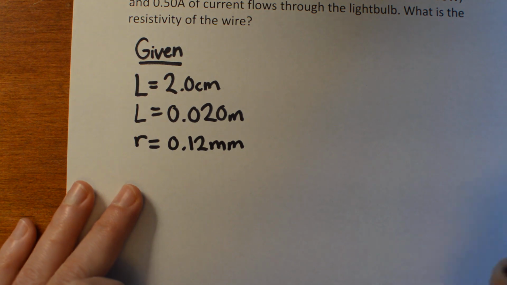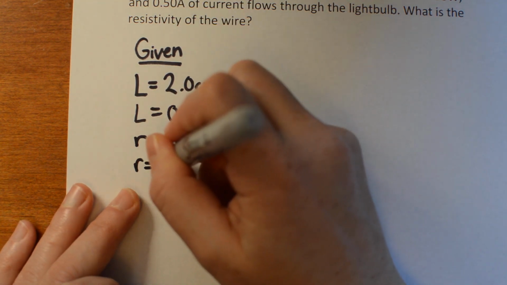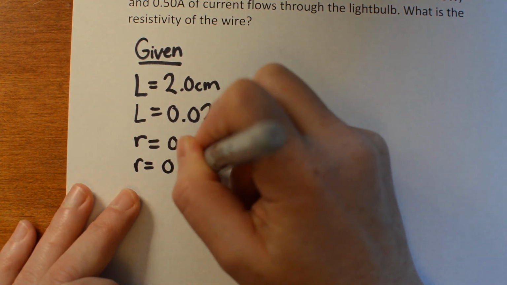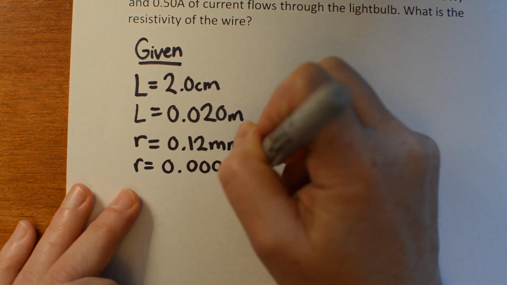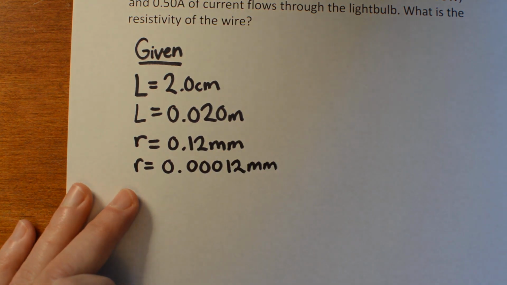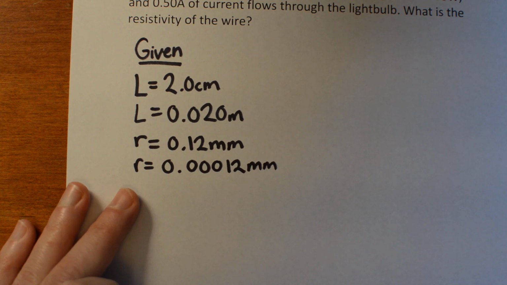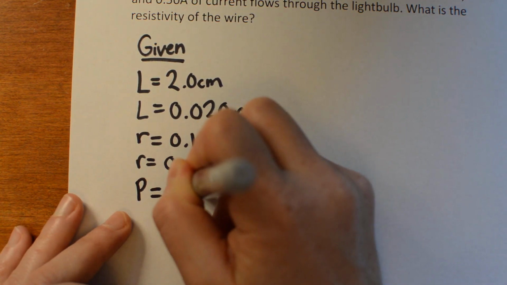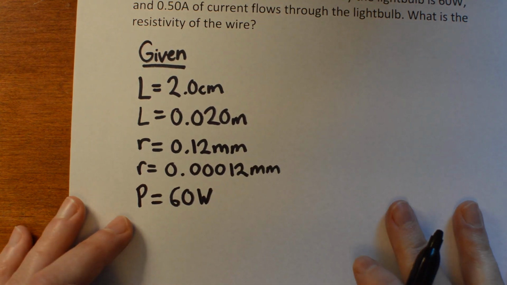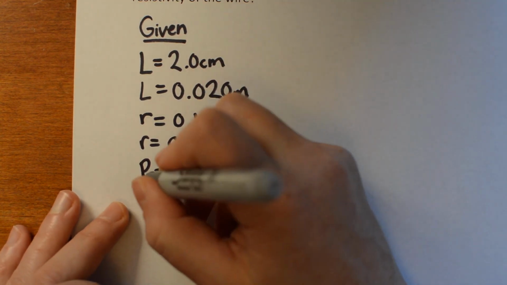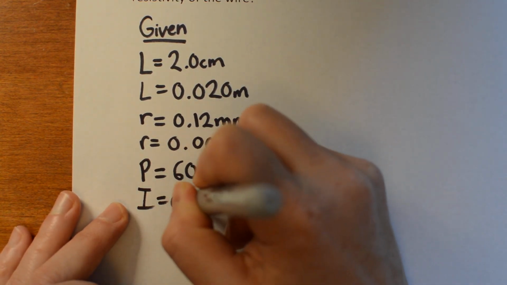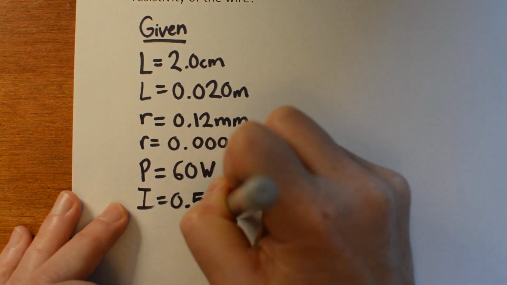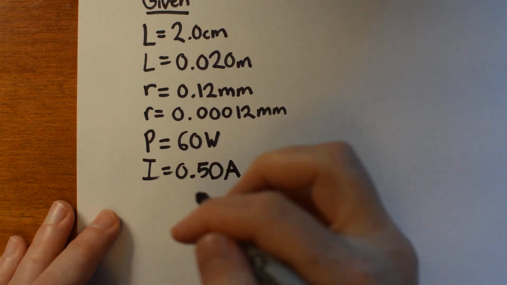The radius of that wire, so r, is 0.12 millimeters. Right away I'm going to want to convert that to meters too, so that's going to be 0.00012 meters. The power in that bulb is 60 watts, so it's a 60 watt bulb, and I know the current is 0.5 amps.